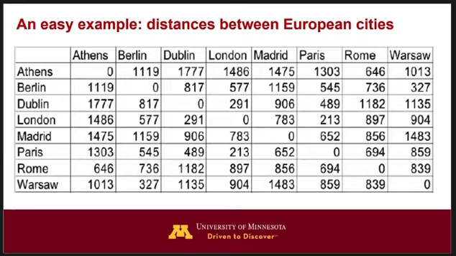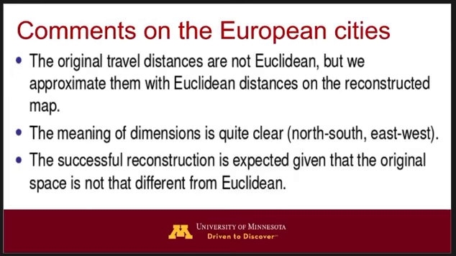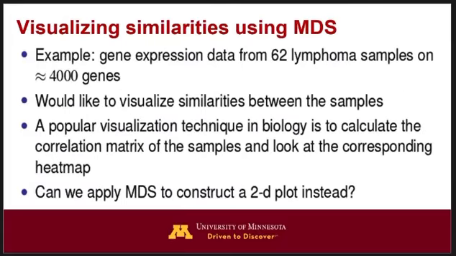We just want to make sure the distance between Dublin in Ireland and London in the United Kingdom in the original dissimilarity matrix should also be very close to that distance when they are projected in the lower dimensional space. That's what I mean. Okay, now I'm moving on.